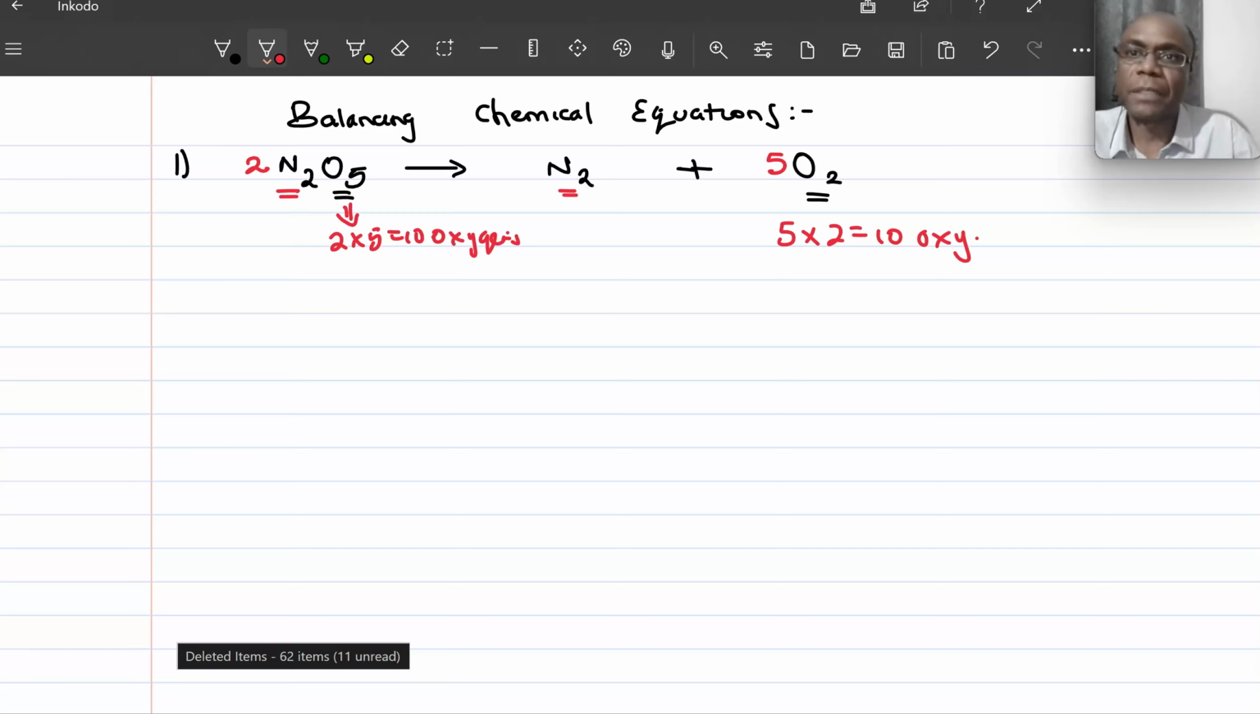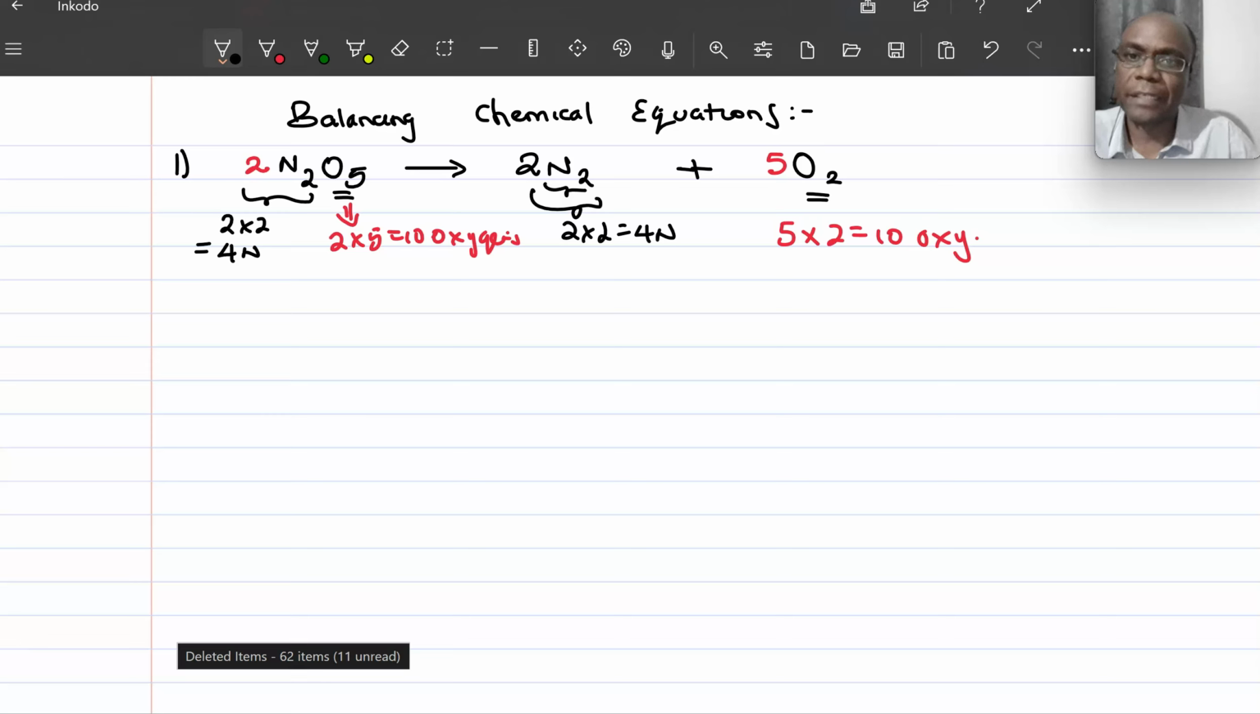Okay, now by doing so, there's a problem I've created. The nitrogens are no longer happy. This time that makes this nitrogen 2 times 2, because that 2 is the coefficient. It multiplies everything in the formula. It gives me 4 nitrogen. Here I see I only have 2 nitrogens, so to make this 2 into 4, I'll put 2 there. And that would be 2 times 2 to give me 4 nitrogens.